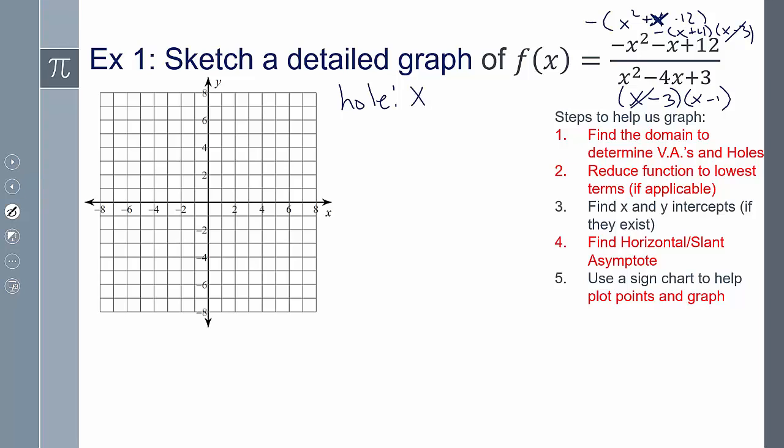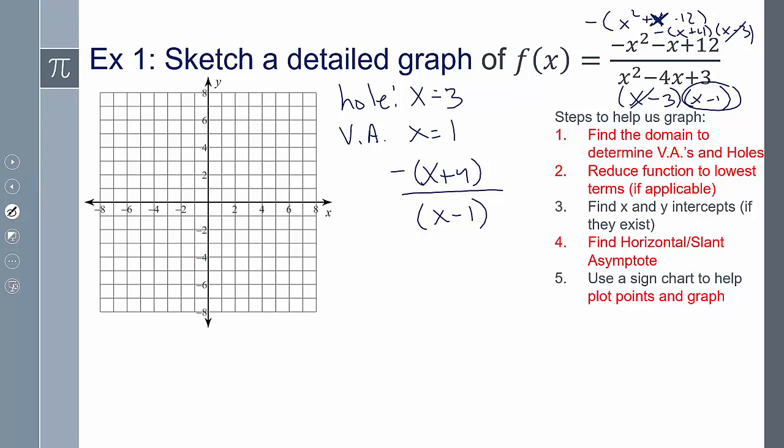And so that's a hole at x equals 3 because you set x minus 3 equal to 0. You solve for it. And then we're left with this on the bottom, so that's a vertical asymptote. And so now it's reduced, and looking at our reduced function, I'm going to have negative x plus 4 over x minus 1.